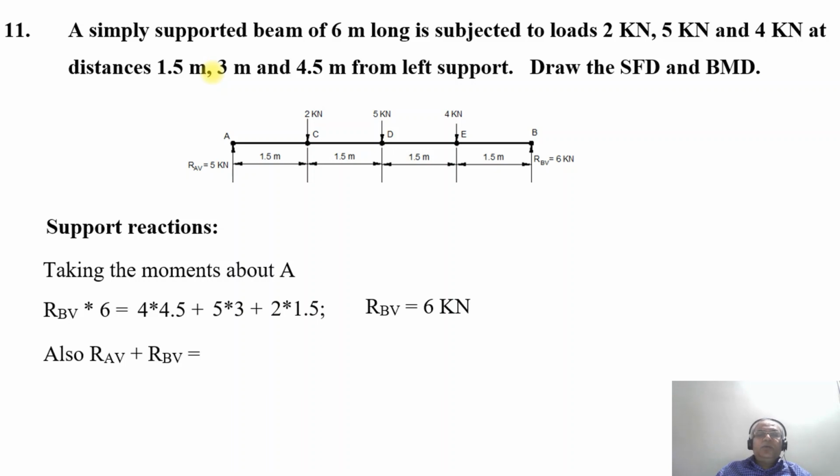Also, what we know is the sum of the upward reactions is equal to the sum of the downward reactions. Which are all the upward reactions we have? The upward reactions are RAV plus RBV. The downward reactions are 2 plus 5 plus 4. We know the value of RBV is 6, so 11 minus 6 gives 5 kilonewton. So the vertical reaction at the support A will be 5 kilonewton. Now we will consider the beam.